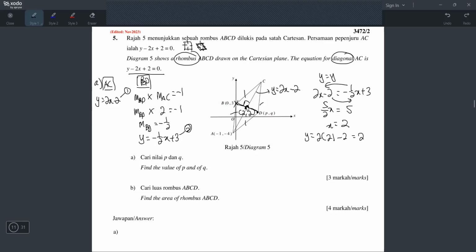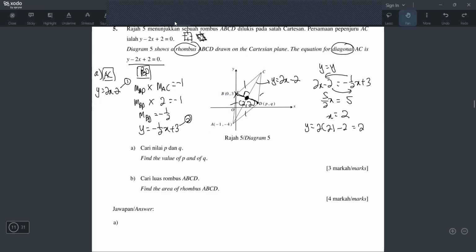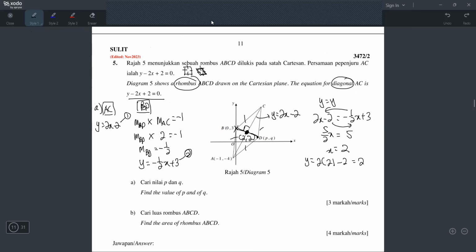Because now I have the midpoint already, in order to find P and Q is very simple. Use the midpoint formula. So what is the midpoint? It's 2, 2, right? So the formula for the midpoint is like this. Let's write down the midpoint formula.